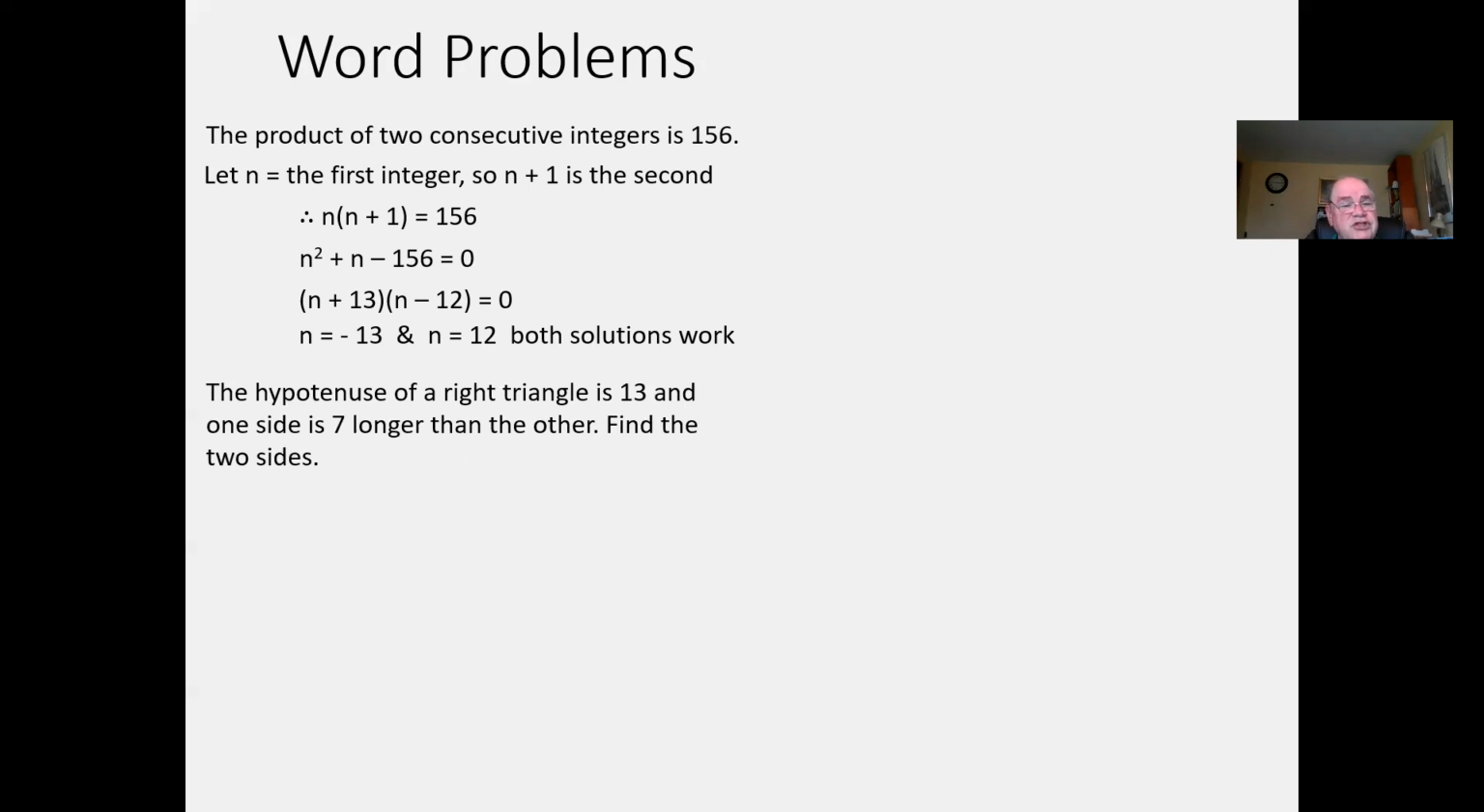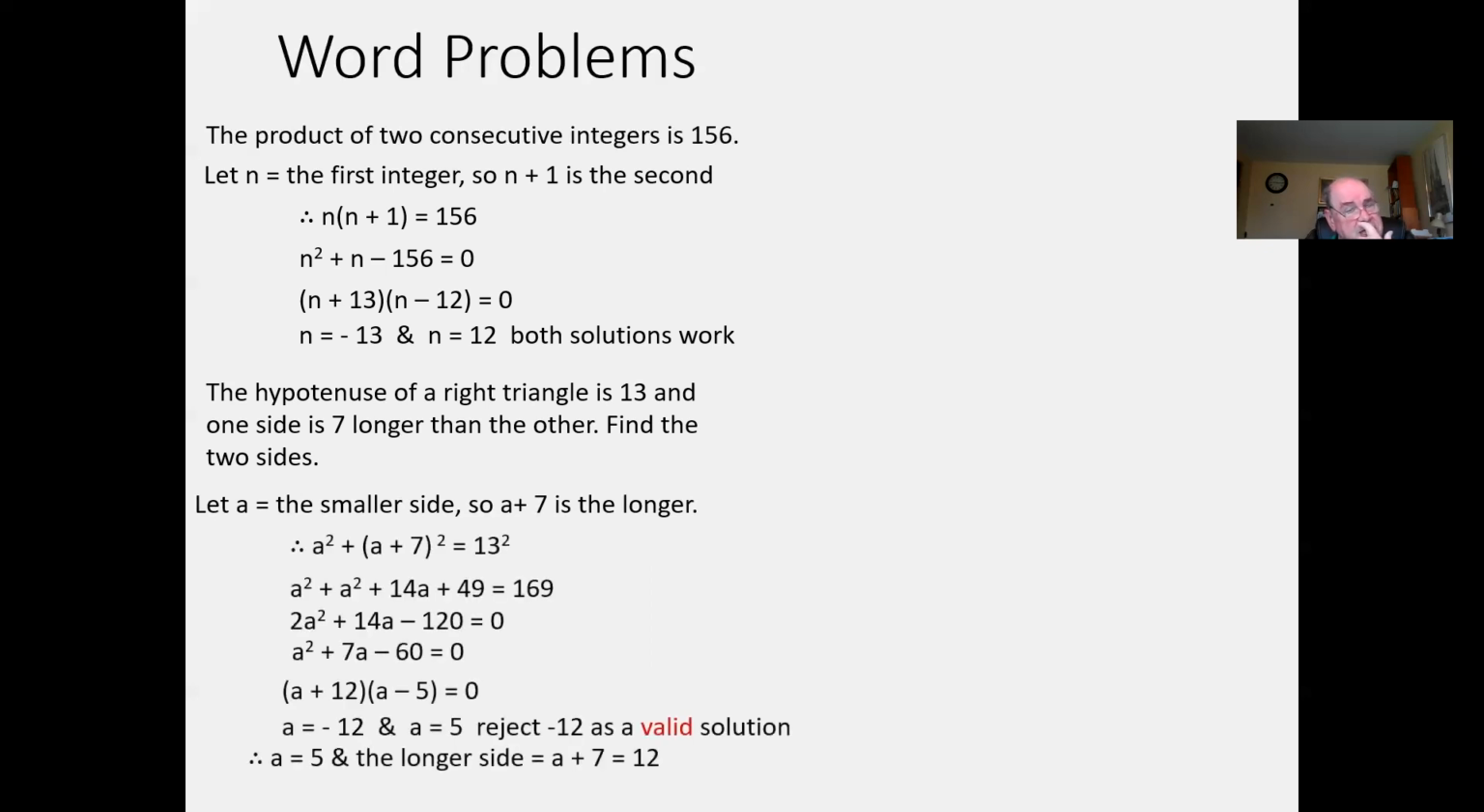The hypotenuse of a right triangle is 13, using the Pythagorean theorem. Squares all over the place, right? The hypotenuse of a right triangle is 13, and one side is 7 longer than the other. Find the 2 sides. Okay. Well, let a be the smaller side, therefore a plus 7 is the longer side, and there's the Pythagorean theorem. The first side squared plus the second side squared is equal to the hypotenuse squared. Just a sneaky way to get all those squares in there.